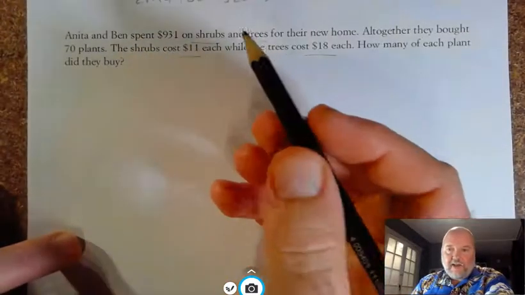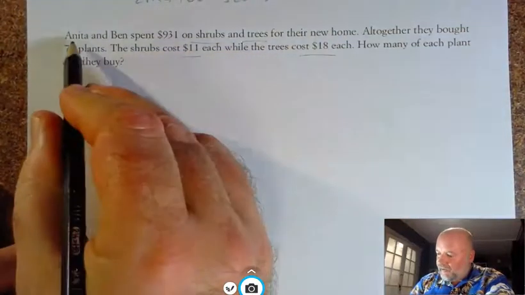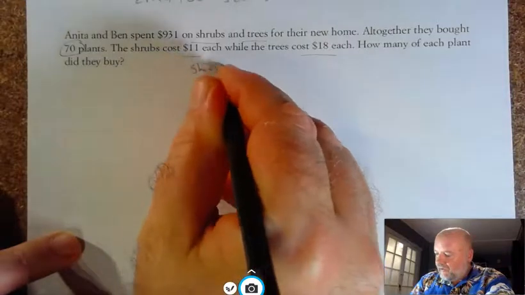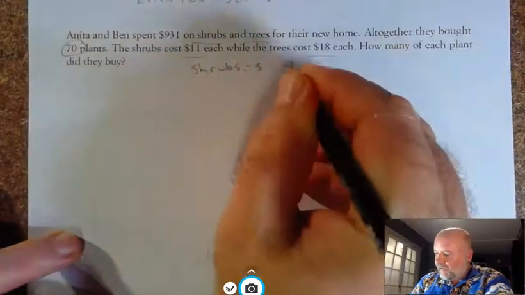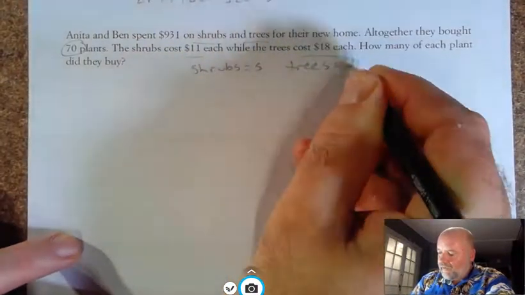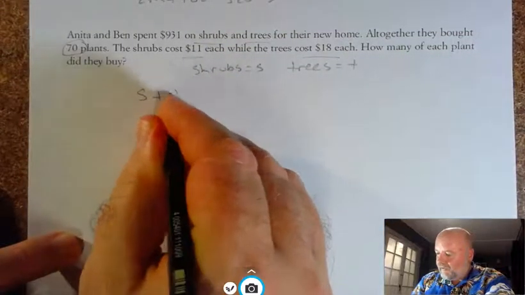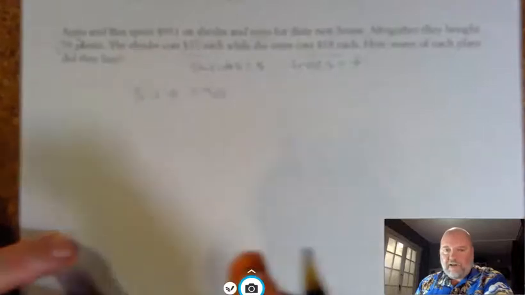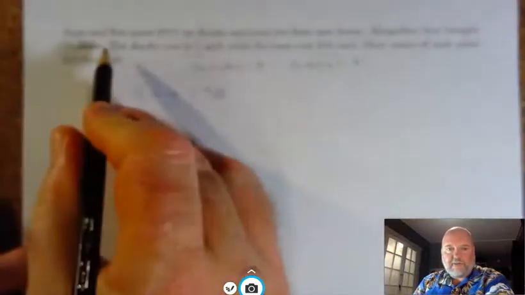Because I've done these before, I know how to set them up. Let's worry about the 70 plants first. So let's say shrubs is going to be an S, and trees, we're going to make a T. So shrubs plus trees equals 70. We know that when we add the number of plants that we've got, shrubs and trees, that it's 70 altogether. So there's your 70 plants.